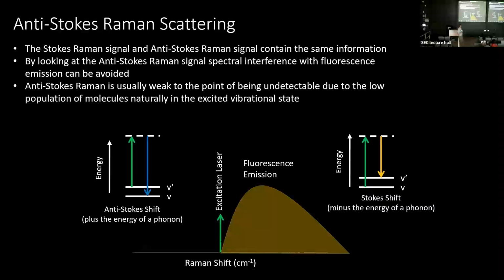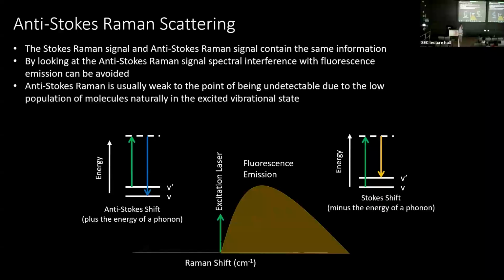But what if we started in an excited vibrational state, went up, and then went back down to the ground vibrational state? Then we're moving from a green to a blue photon. Moving up in energy means we don't have any fluorescence. The problem is that very few of our molecules are starting in this excited state. So the anti-Stokes is usually weak to the point of almost being undetectable.